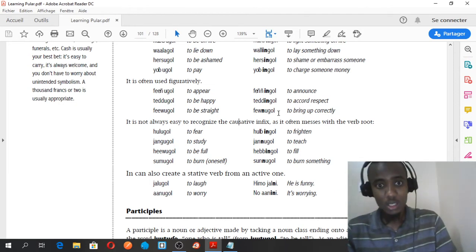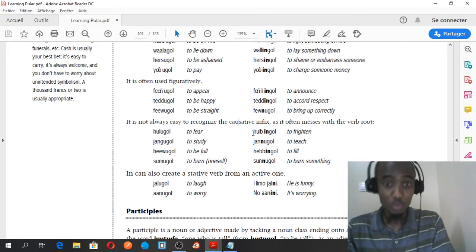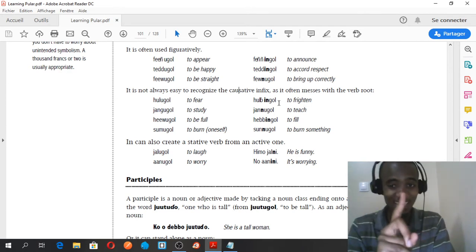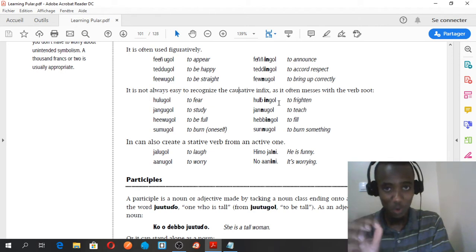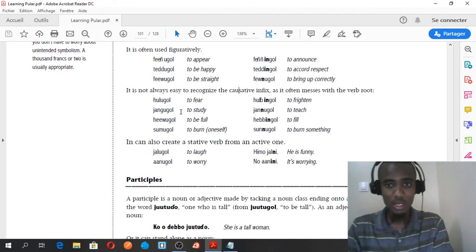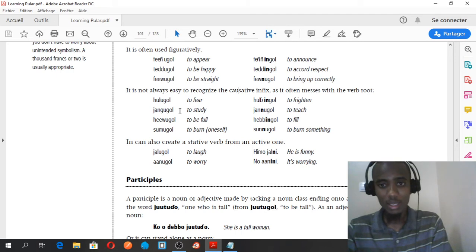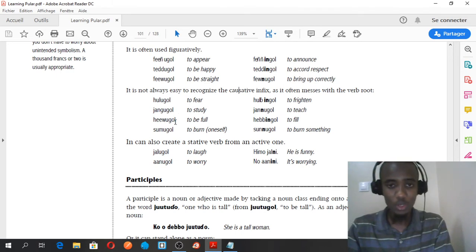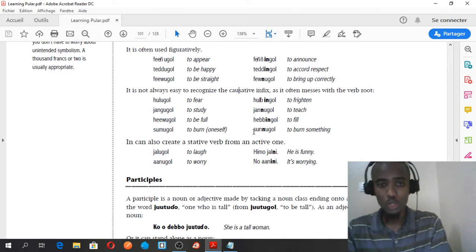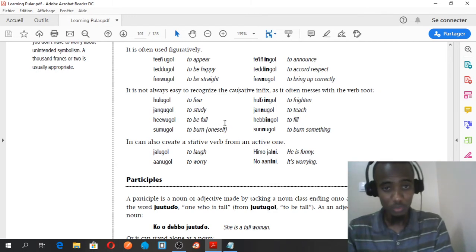Okay? It's not always easy to recognize the causative because it messes up with the root, as we say. Okay? Hulugol, Hulbingol. Bobo hulbintake. We shouldn't frighten babies. Bobo. Hulpintake. Okay? Jangugol. Jannugol. Heugol. Heppingol. Heugol. Hebbingol. Sumugol. Sunnugol. So you see that the root changes. My little brother is crying.